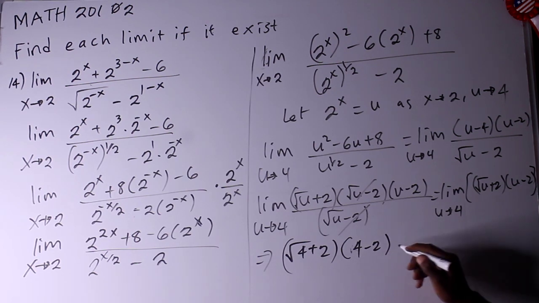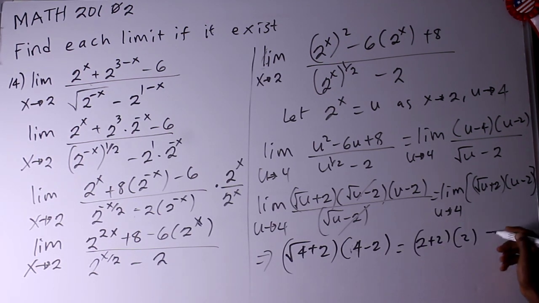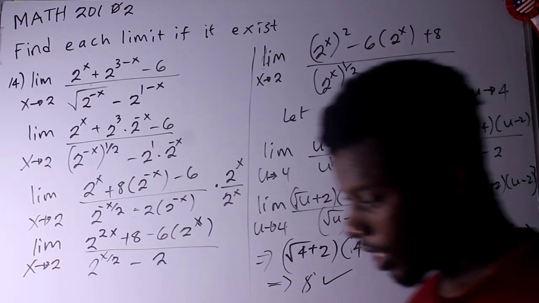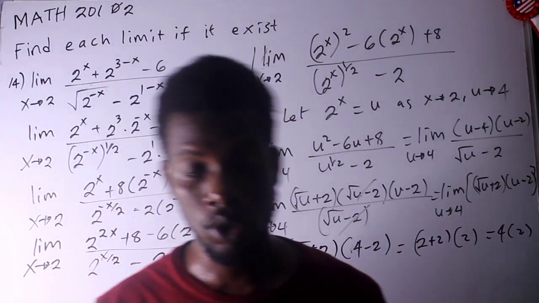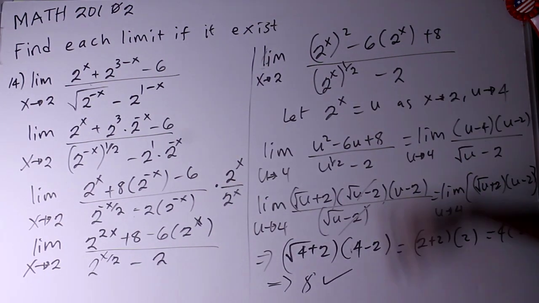And this will be equal to the root of 4, which is 2, plus 2 times 2. That is 4 times 2, and that is 8. The result for that entire expression is 8. So this is a step-by-step solution. We simplify and then we do a substitution, and then we get a result.